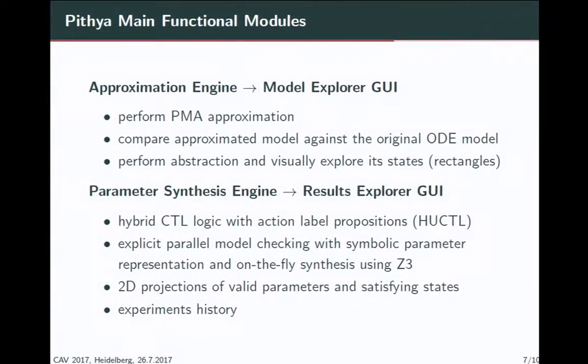From the technical side, the main functional modules are the approximation engine that is connected to this model explorer in the graphical user interface, so one can actually visually explore how the approximation has been done. You can explore the system dynamics of the original system by simulation, and then you can compare with the approximated model.